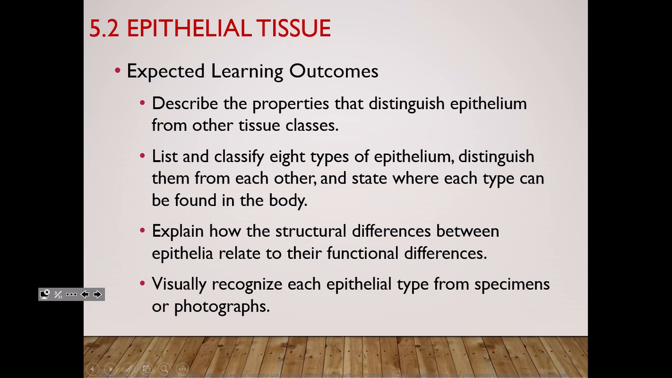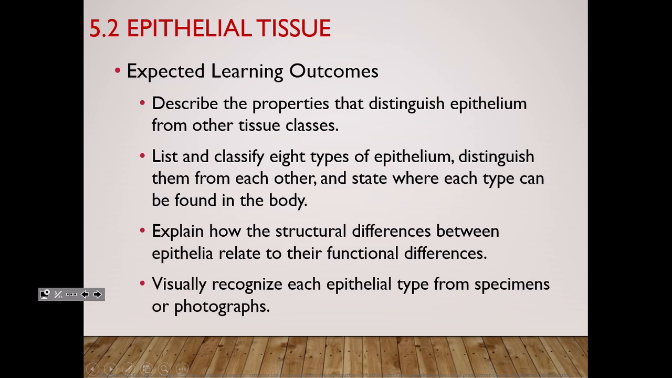There are eight types of epithelial tissues, and this is based on the orientation of layering and shape. We can have stratified squamous, stratified cuboidal, stratified columnar. We can have simple squamous, simple cuboidal, simple columnar. So that's six of them. And the remaining two are pseudostratified or transitional epithelium.